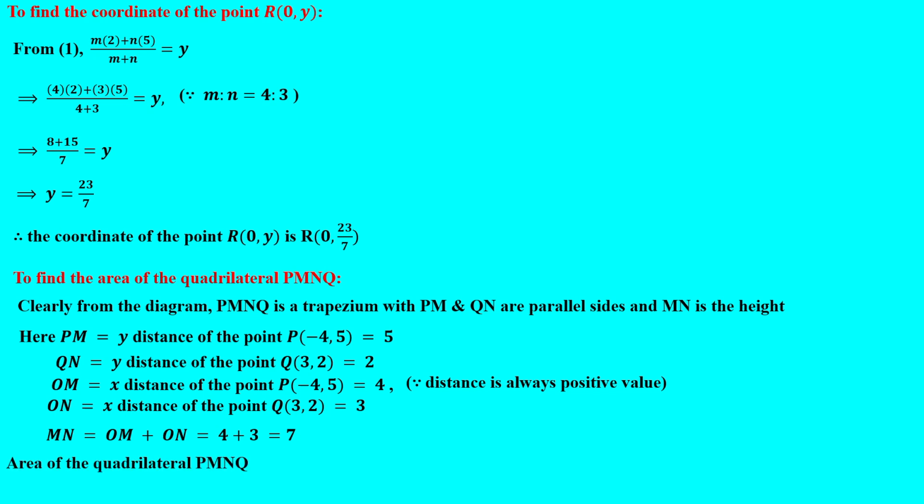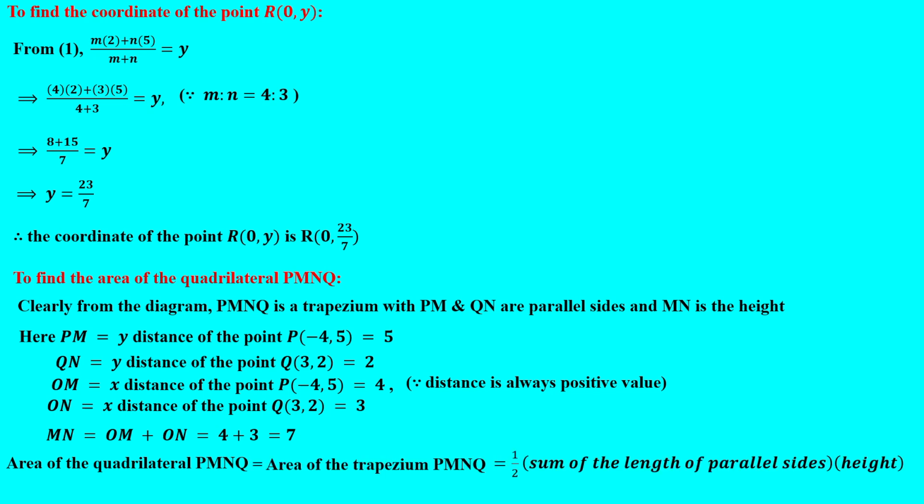So the area of the quadrilateral PMNQ, which equals the area of the trapezium PMNQ, equals half into the sum of the lengths of the parallel sides into the height. That is half into (PM plus QN), that is (5 plus 2), into the height MN, 7. That is half into 7 into 7, which is half into 49, which equals 24.5 square units. That is the area.